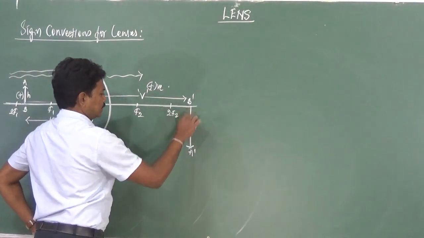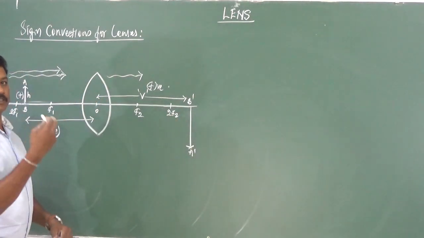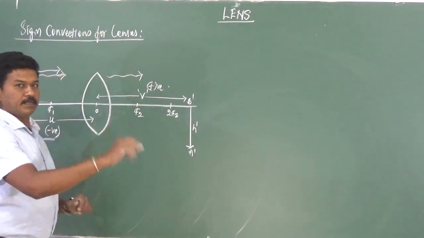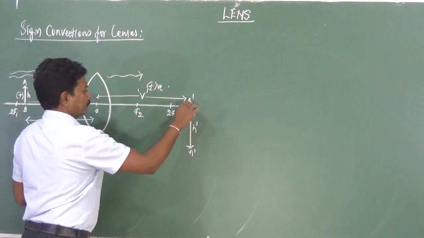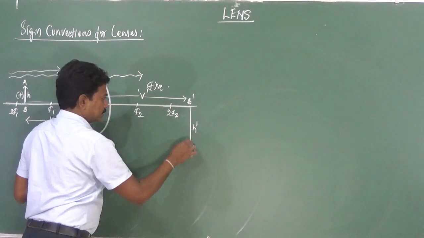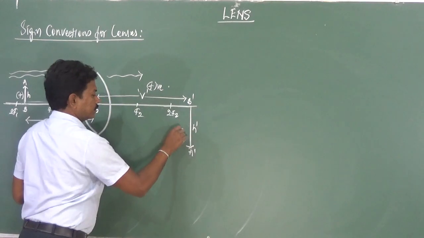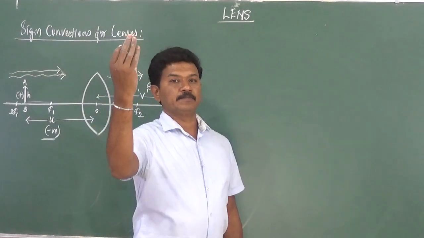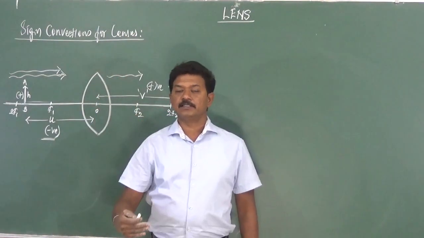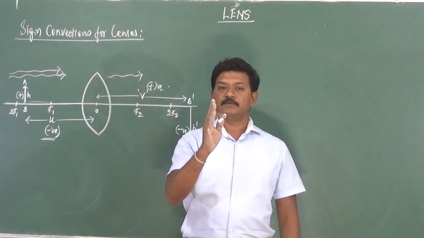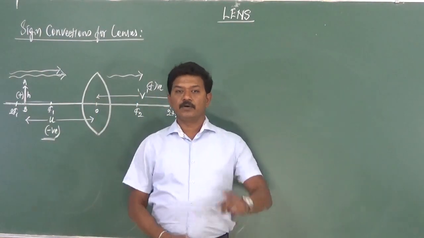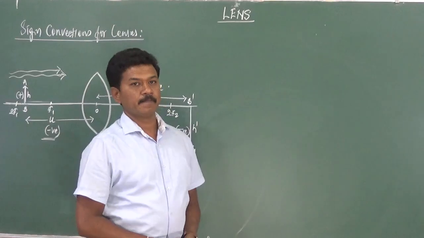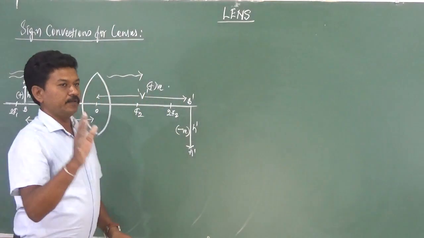Here I want the size or height of the image. The size or height of the image is represented by H dash, as we used to represent in mirrors. The same thing happens here. As you are measuring this distance below the principal axis, this measurement is taken as negative. Whatever you measure above the principal axis is positive, whatever you measure below the principal axis is negative, whatever you measure against the direction of the incident light rays is taken as negative, and whatever you measure in the direction of the incident light rays is taken as positive. These are the sign conventions you have to remember with the symbols.